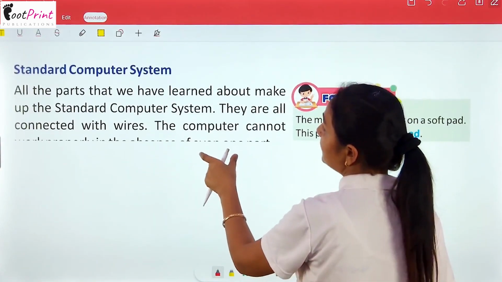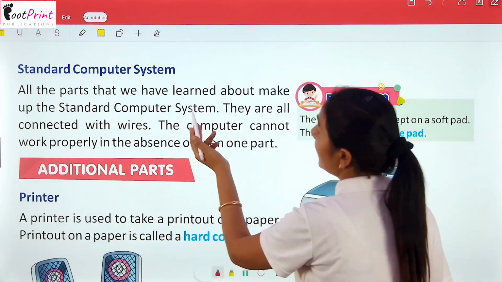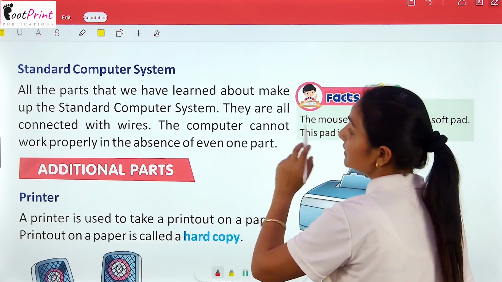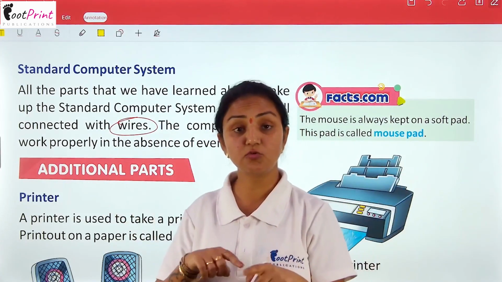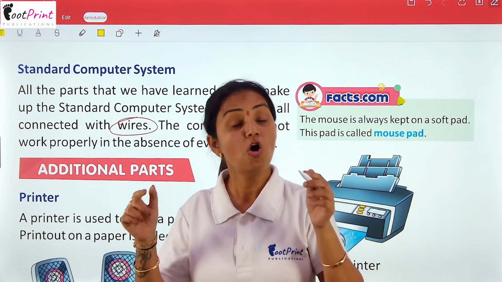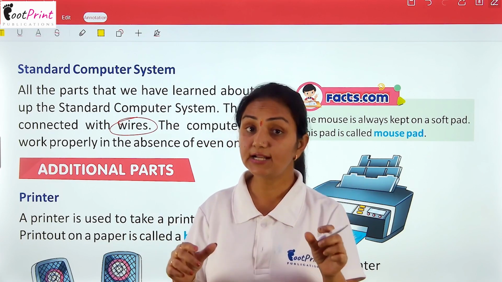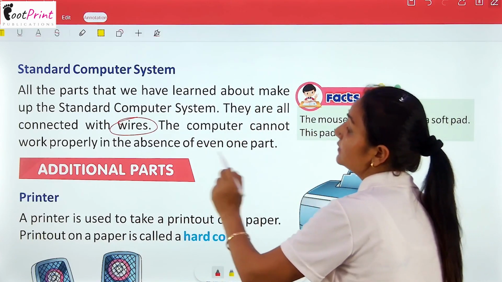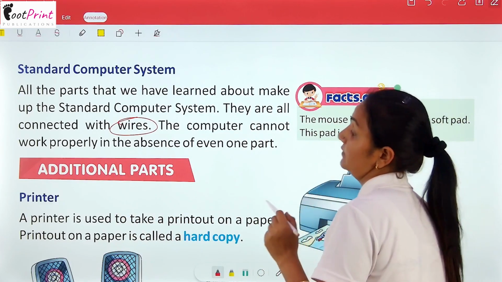Next is the standard computer system. All the parts that we have learned about make up the standard computer system. They are all connected with wires. ये सारे किसके थ्रू कनेक्टेड होते हैं? वायर्स के थ्रू. और जो मेन पार्ट है CPU, जो मैंने आपको बताया था, सारे वायर्स उसमें प्लग इन होते हैं. OK, the computer cannot work properly in the absence of even one part.